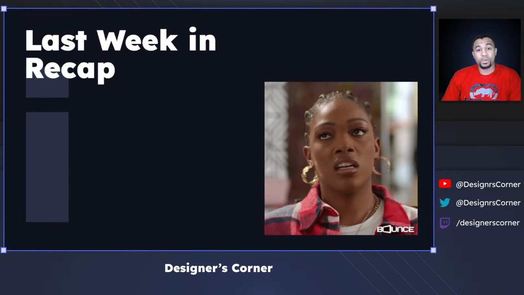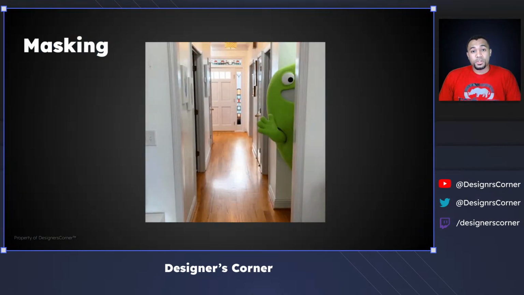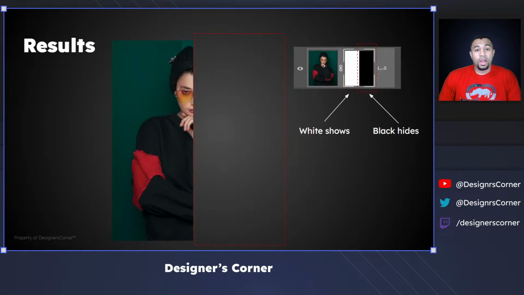Alright, last week in recap, we went over some tutorials for Photoshop, and we had masking. Basically, hiding an image based on a color value, or more so, a light value. So, white and black are going to be your determiners, and there's different shades of gray in between that you can use. But for the most part, what we want to take away is that the light areas will show an image, and the black areas will hide an image.